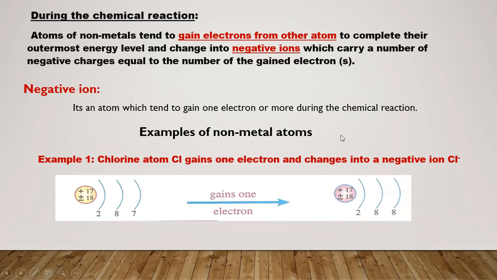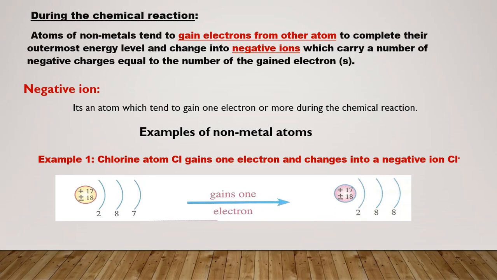During the chemical reaction, they contain in the outermost energy level more than 4 electrons. So they tend to gain electrons, to get electrons from other atoms. Why? To complete their outermost energy level. In the metals, they tend to lose, so they make the outermost energy level empty. But in the non-metals, they tend to gain electrons to complete their outermost energy level and make it completely filled. So the atoms of nonmetals tend to gain electrons from other atoms to complete their outermost energy level.